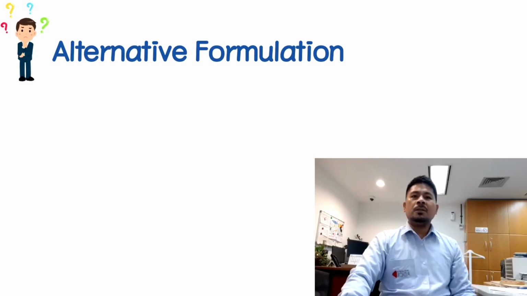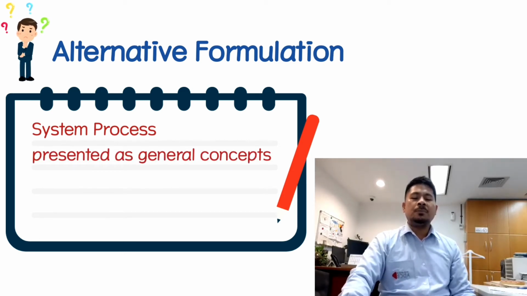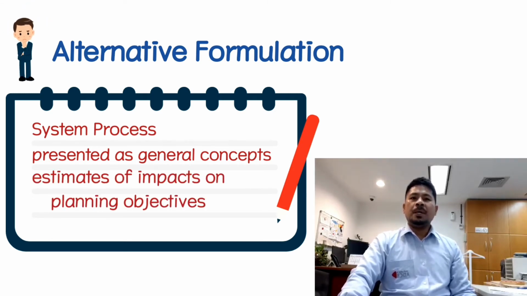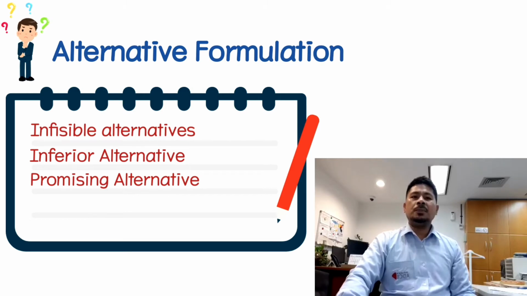Alternative formulation is a systematic process that proceeds from the general to the detailed. Alternatives should initially be presented as general concepts. Estimates of impacts on planning objectives should be made. Infeasible alternatives should be discarded. Inferior alternatives should be identified. Promising alternatives should be analyzed in greater detail.